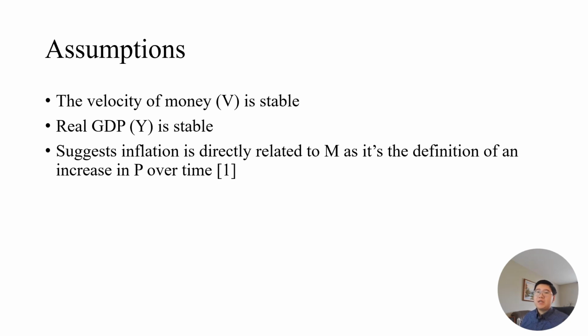So think of old habits dying hard. People's spending routines don't really change over time, and Y is stable, so the real GDP is stable. The economy is being fully utilized, and this means that inflation is directly caused by changes in M.